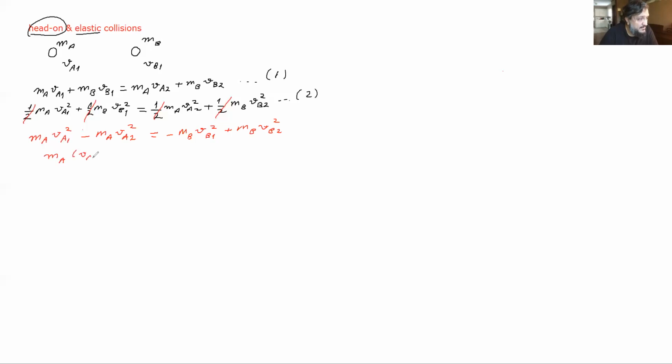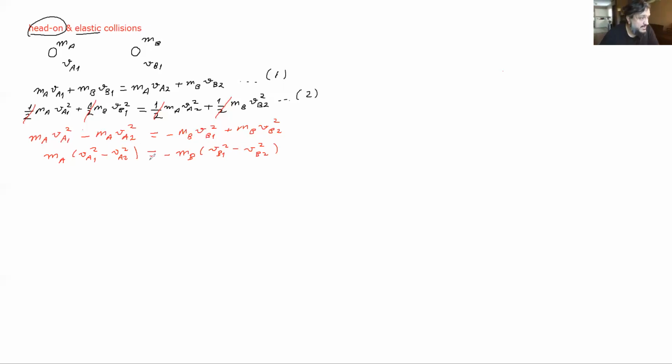ma times (va1 squared minus va2 squared) equals, let's factor mb out. Let's also factor a negative out. So we'll have 1 minus 2, right? It'll look like the left-hand side. Negative mb times (vb1 squared minus vb2 squared), okay? And minus sign and negative makes positive, so we're good.